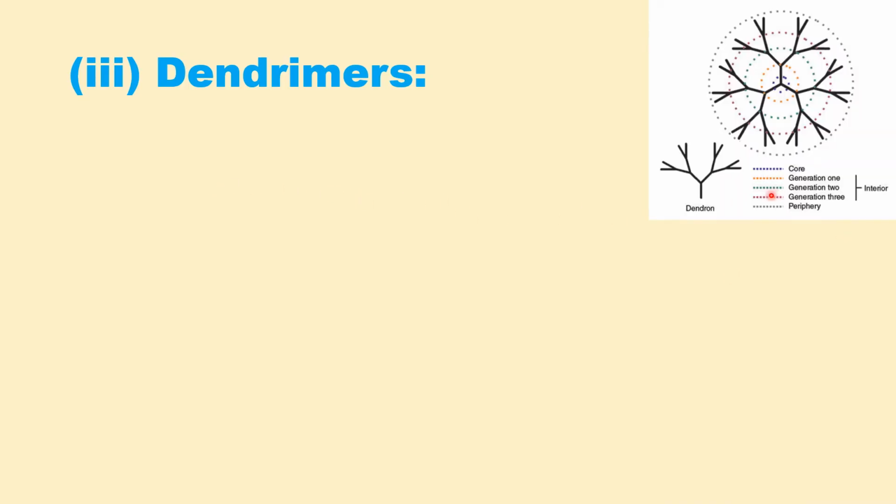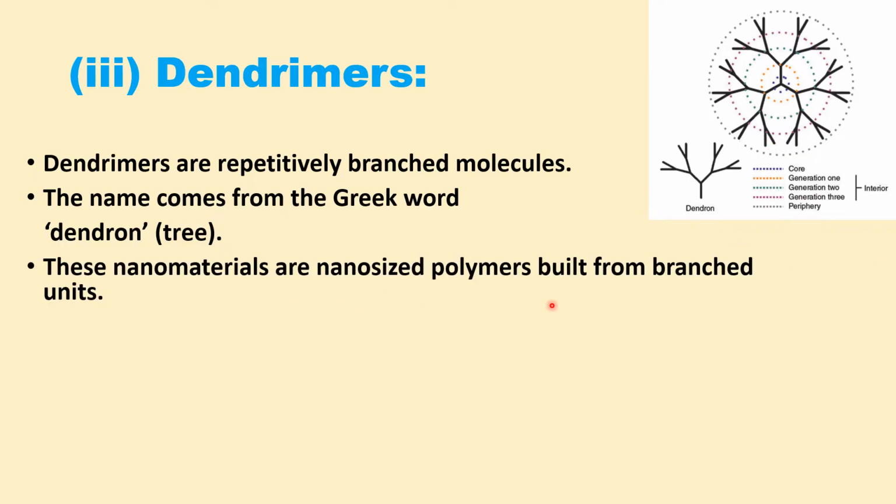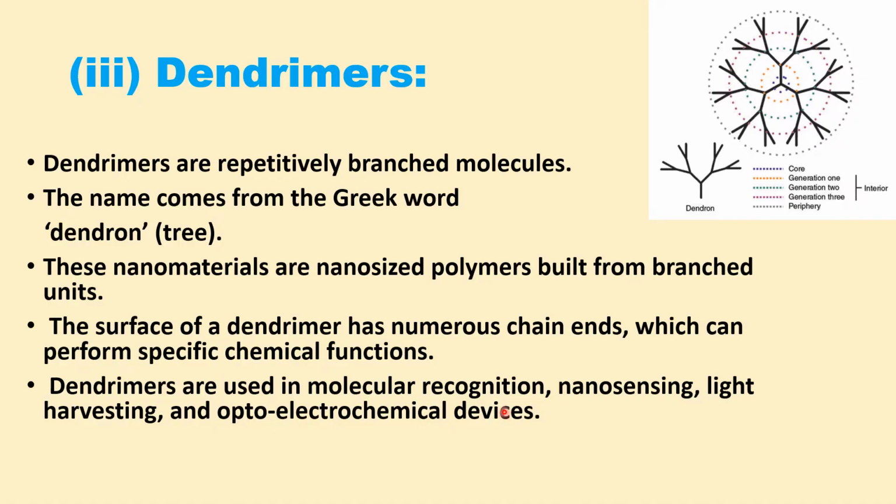Then dendrimers are branched molecules arranged in this type of structure, and the name originated from the Greek word dendron, meaning tree-like structure. They are basically nanosized polymers, and they make some kind of branches. There are different chains which have different chemical functions, and they are used for molecular recognition, nanosensors, and also in optoelectrochemical devices, and also used for drug delivery.